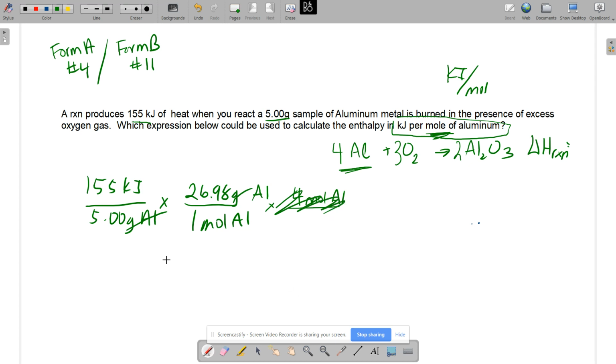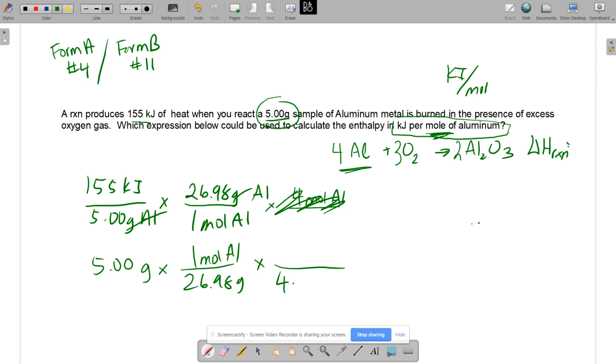But I actually think the real mistake that a lot of you made is you saw that 5 grams and you thought, okay, this must be stoichiometry. So you went ahead and converted to moles, which is awesome. And then you're like, okay, I'm going to use stoichiometry. So for every, I don't know, 4 moles of aluminum, maybe that's the balanced equation, or maybe you had 1 here, you thought, well, maybe that would go with 155 kilojoules.